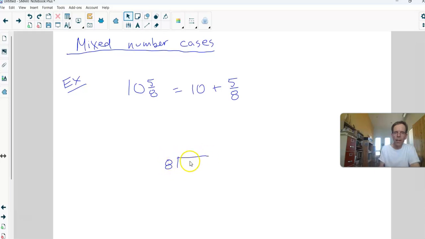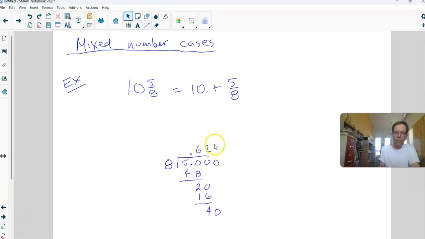We're dividing 8 into 5. Again, we have to add a 0 to even start doing the division. 8 goes into 50, 6 times? 6 times 8 is 48. Subtract, we get 2. Add another 0. 8 goes into 20 twice. 2 times 8 is 16. Then we subtract and we get 4. Bring down another 0.